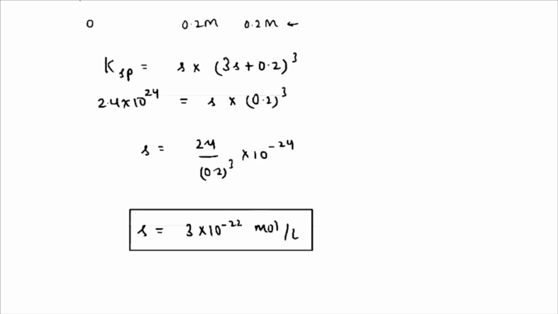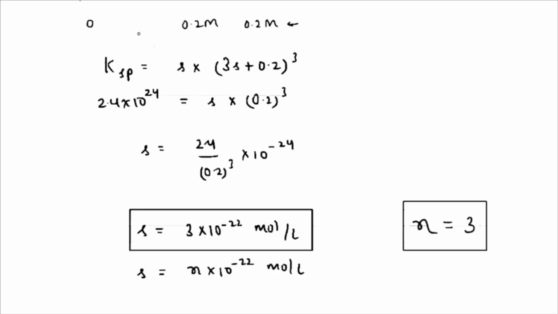So here, compare with X into 10 to the power minus 22 mole per liter. This value is S. Now what is the value of X? The value of X in this equation is equal to 3. So this is our correct answer. X equals 3 is the correct answer. Thank you.